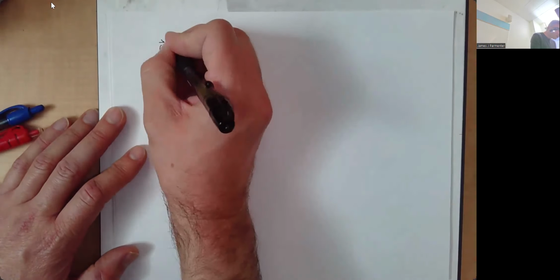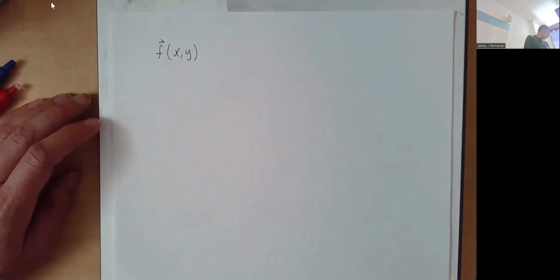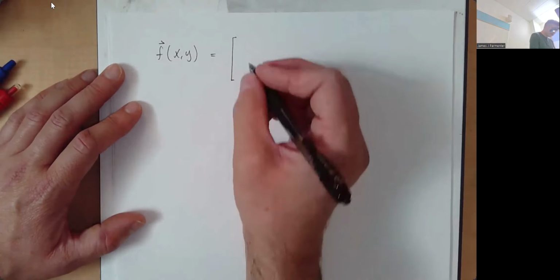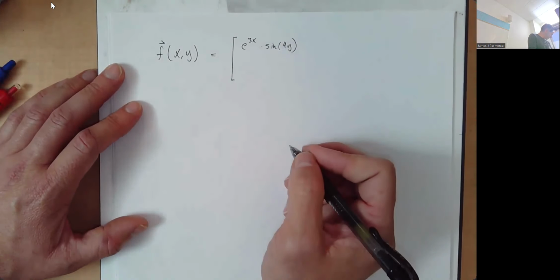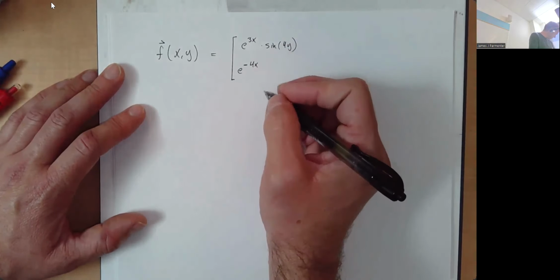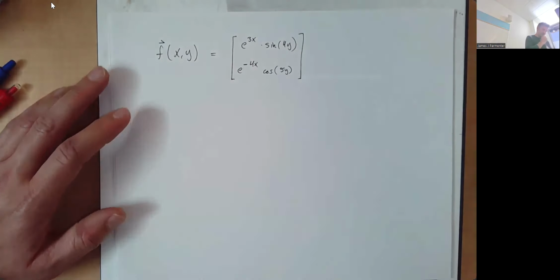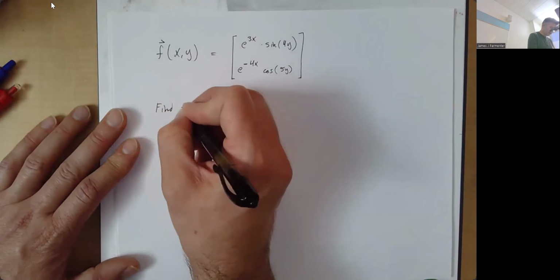Let's look at one more example like this, and then we will move along. So let's say we've got a vector valued function, f of x, y, and let's say it's equal to e to the 3x times sine of 4y for the first entry, and e to the negative 4x times cosine of 5y for the second entry. And we're going to linearize this, find the linearization.